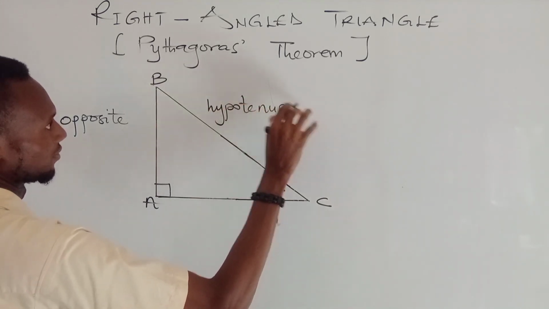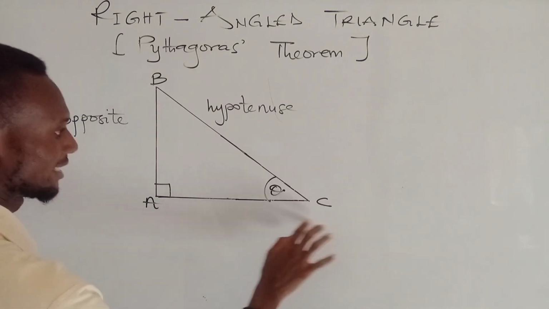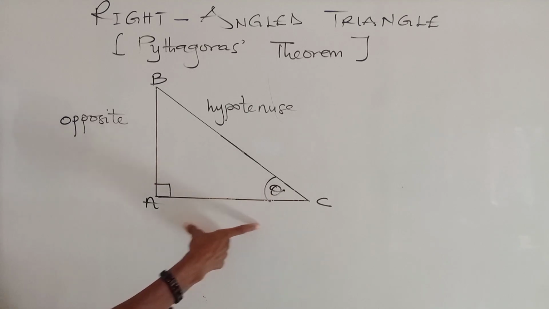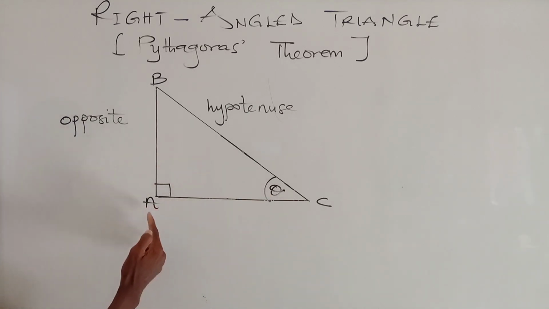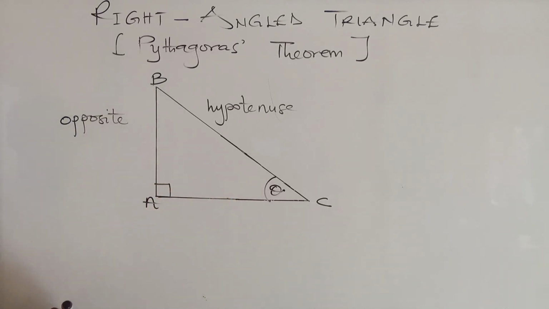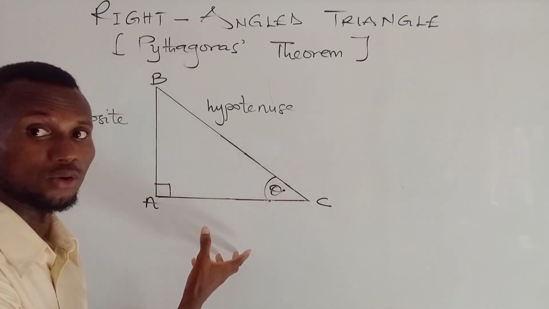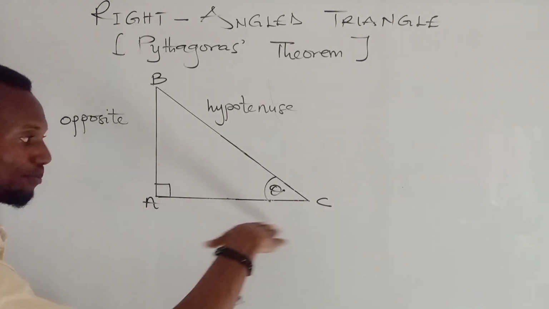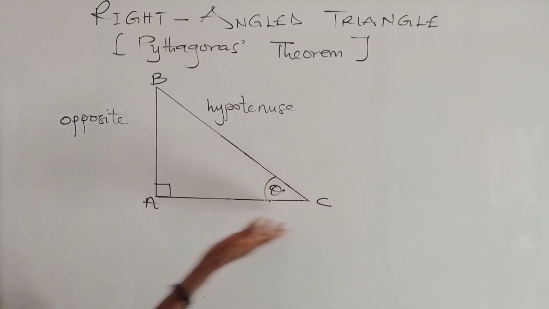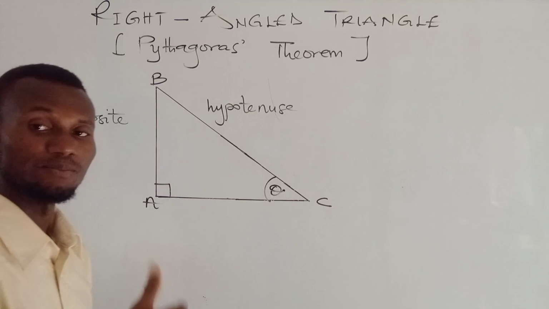Now we are left with this side, which is the base of the triangle. That is line AC, and it also has a name, and that is the adjacent. The side of the triangle which forms the base of the triangle, which is normally at the base. In this case, you can see we have line AC here at the base of the triangle. So that is referred to as the adjacent.